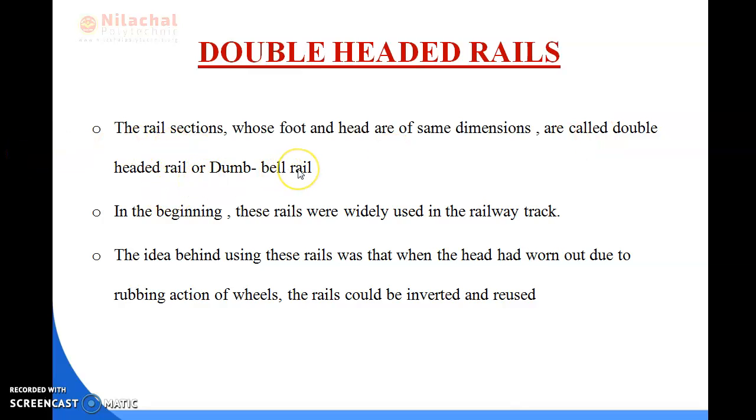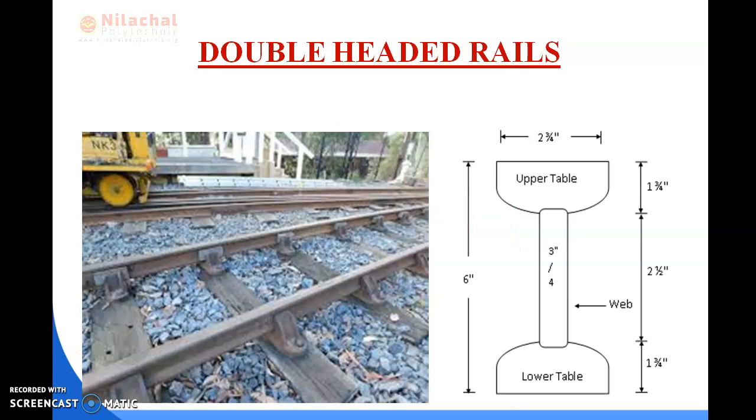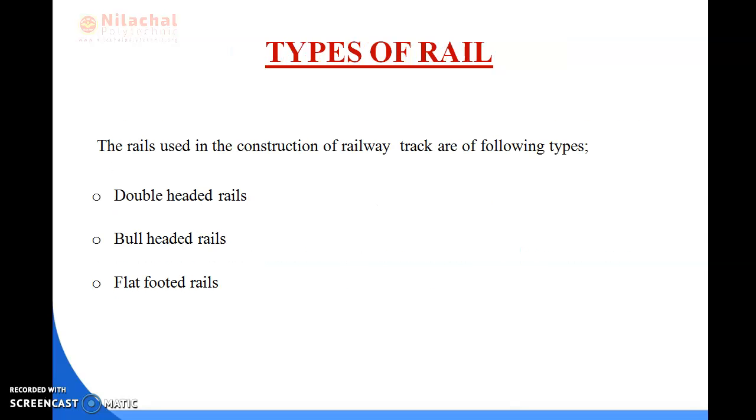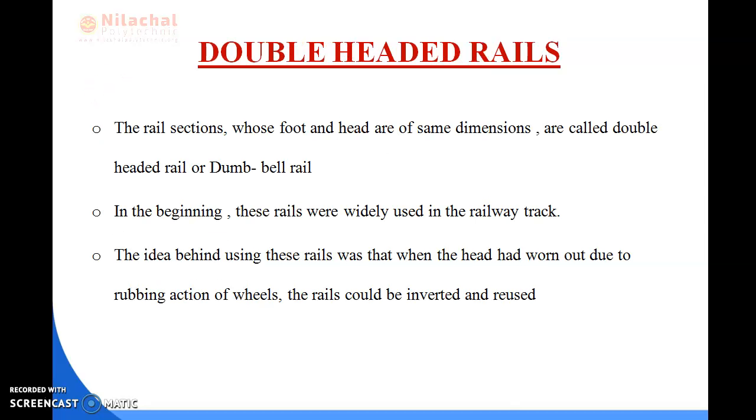So the rail section whose foot and head are of the same dimension is called a double headed rail or dumbbell rail. In the beginning these rails were widely used in the rail track. Whenever a train track was made in the past, we used this type of rail, the double headed rail, in the beginning of the track. The idea behind using these rails was that when the head had worn out due to the rubbing action of the wheel, the rail could be inverted and reused.